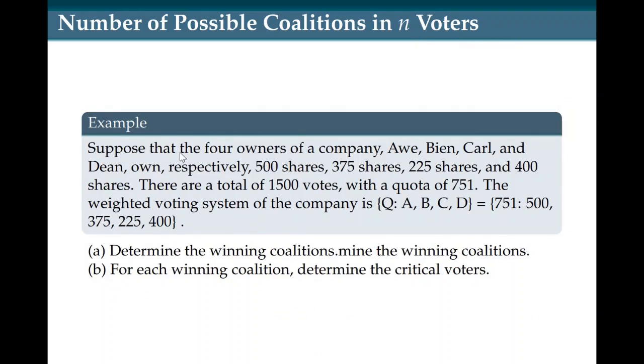Another example, suppose that the 4 owners of a company, Awe, Bien, Carl, and Dean, own respectively 500 shares, 375 shares, 225 shares, and 400 shares. There are a total of 1,500 votes, with a quota of 751. The weighted voting system of the company is given by this.